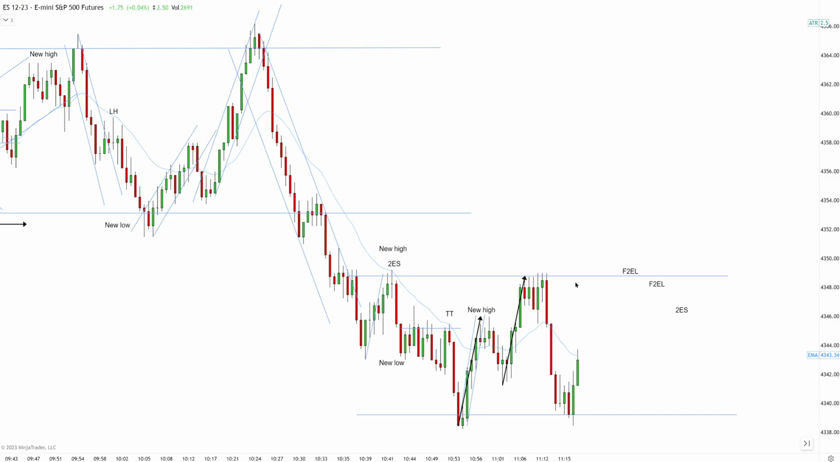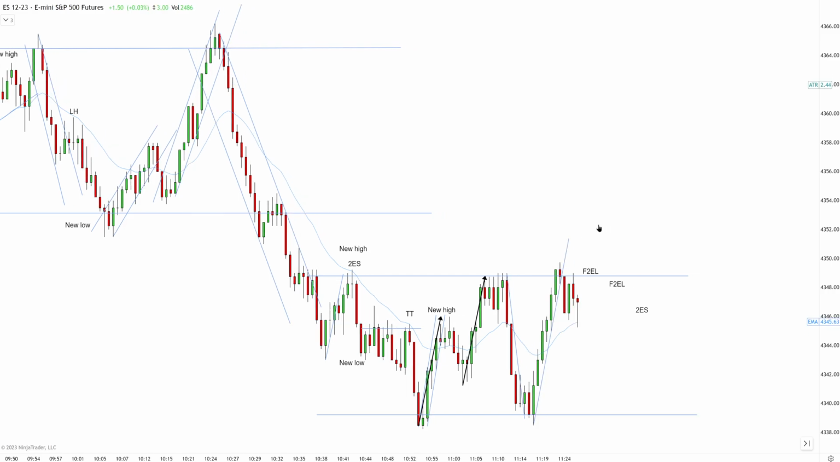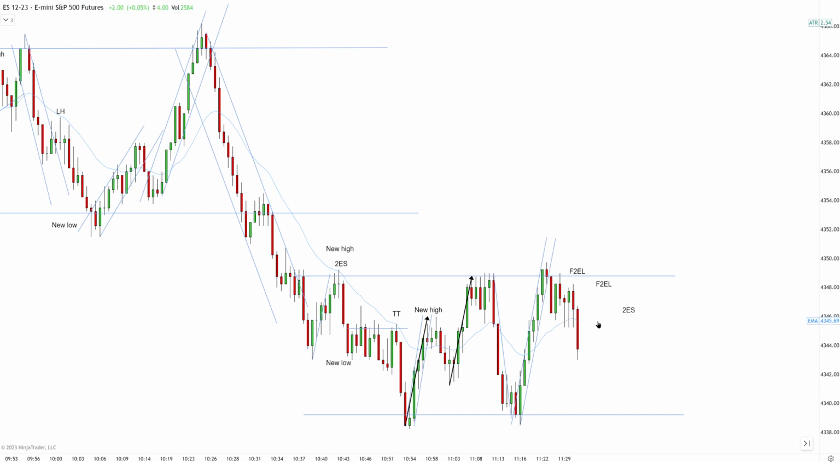I have two-legged pullback up, move down. I'm going to redraw a short and uptrend, and I can see the resistance coming into play, a lower high, failed second entry long. Can I take failed second entry long? I cannot. There's a chance that the bulls are still going to make new high for this uptrend, and we're above EMA, so I'm going to be patient.